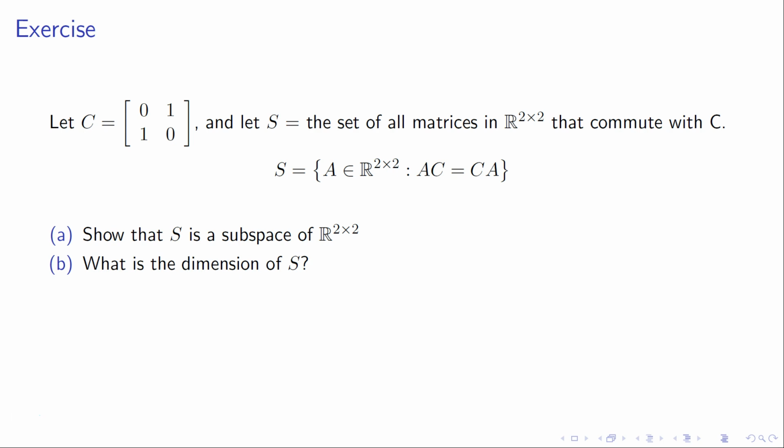If it is indeed a subspace of R 2 by 2, and it's probably not all of R 2 by 2, right? Then it's probably some subspace with a smaller dimension than R 2 by 2 has. R 2 by 2 has dimension 4. Earlier we wrote down 4 basis vectors for it. So the dimension of S is probably less than 4. And that's the exercise. Why don't you figure out what that is? Here's a hint. I think you should probably start by saying that A is equal to this, and then if it has to commute with C, see what you can figure out about the numbers A, B, C, and D. Have fun.